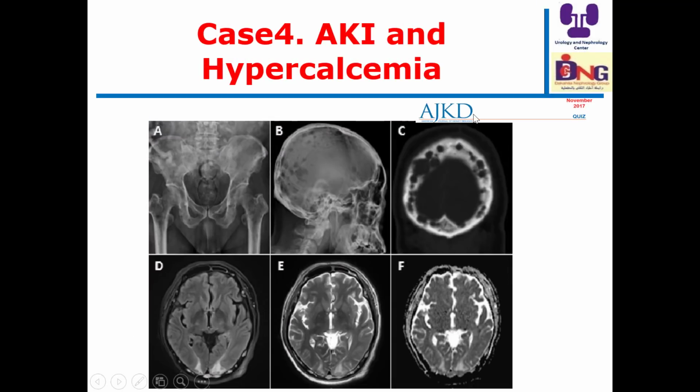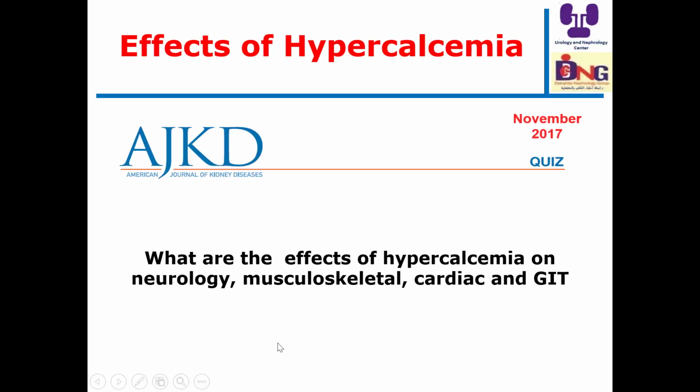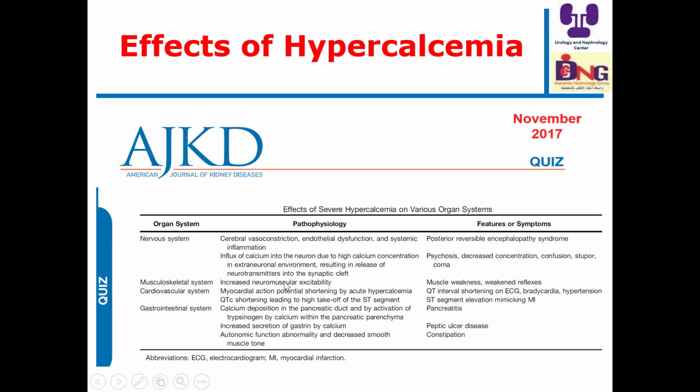Another case from American Journal of Kidney Disease quiz on November 2017. This is the radiology workup here, skull, stenotic lesions, and here hyperintensity with MRI. The question is, in the first case, we discussed the effects of hypercalcemia with acute kidney injury. Here, what are the effects of hypercalcemia on the neurological system, musculoskeletal, cardiac, and gastrointestinal? This table summarizes pathophysiology and features or symptoms.